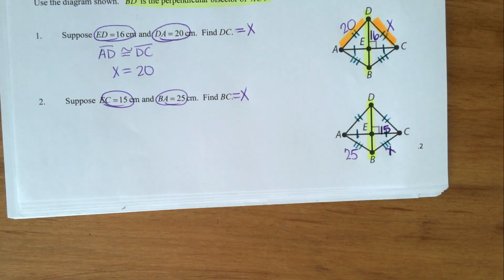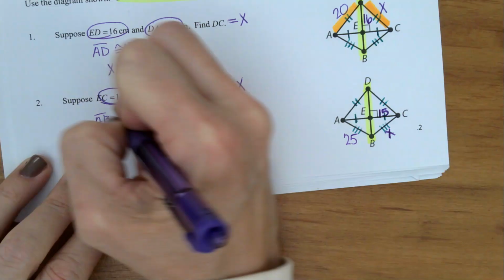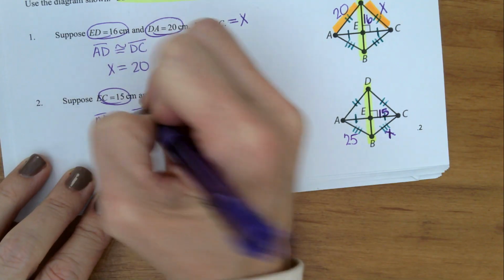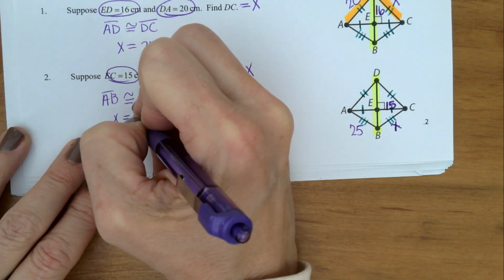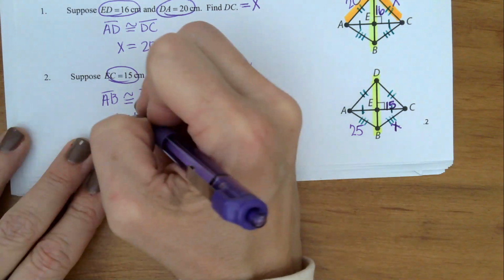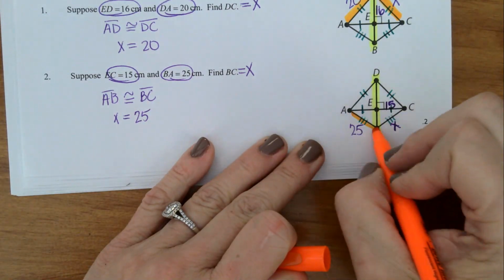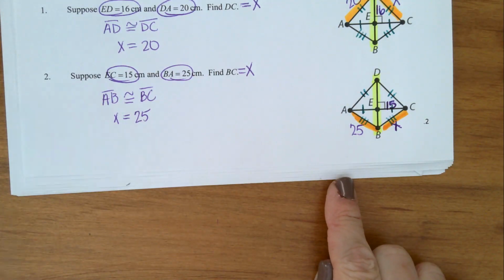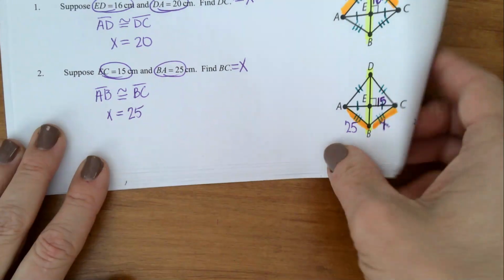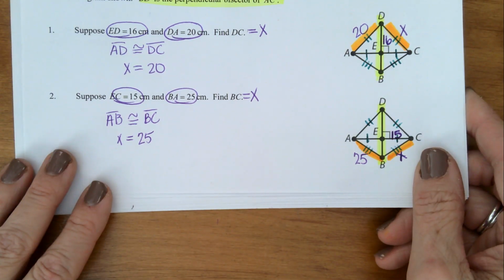AB is congruent to BC. Now you can write X equals what? 25. Yeah, 25. Remember, these diagonals are the ones that are congruent. That's why we make those marks. Guys, it's not always going to be just a visual thing. Sometimes you're going to have to do some actual computations.